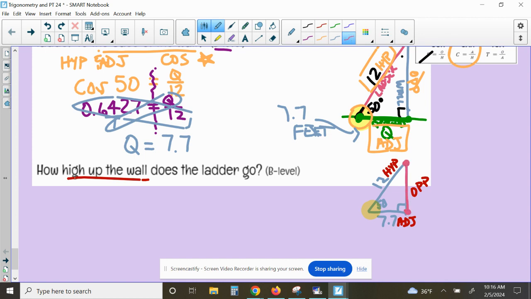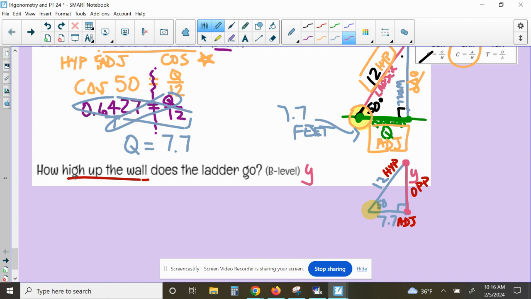Because if I say how high up the wall, this was my wall. Right here is how high up the ladder reaches. Way up there on my wall, right? So this is the piece I'm looking for, my pink piece. What variable would you like to call him? Y. Okay, so we're going to call this Y. So we're going to be solving for Y.